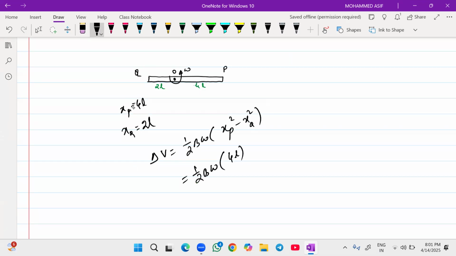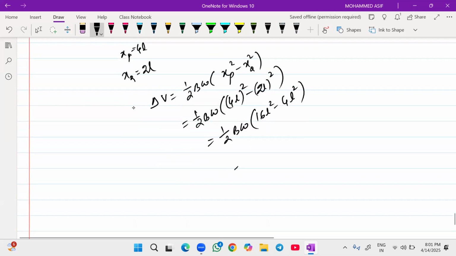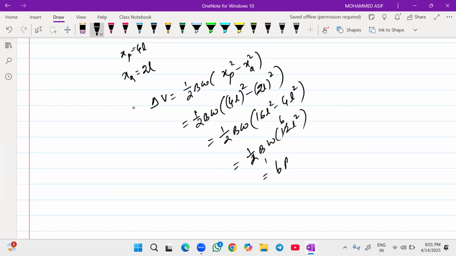So it is half B into omega into 4L whole square minus 2L whole square. So this will be equal to how much for me? Half B omega into 16L square minus 4L square. 16 minus 4 is how much? 12. So it is half into B into omega into 12 L square. Two sixes are 6. So this answer, 6B omega L square, will be the potential difference.